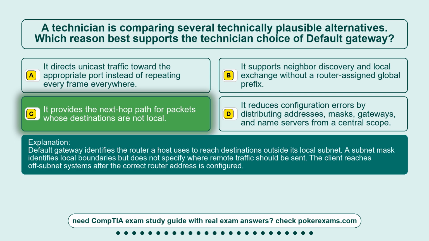Default gateway identifies the router a host uses to reach destinations outside its local subnet. A subnet mask identifies local boundaries but does not specify where remote traffic should be sent. The client reaches off-subnet systems after the correct router address is configured.